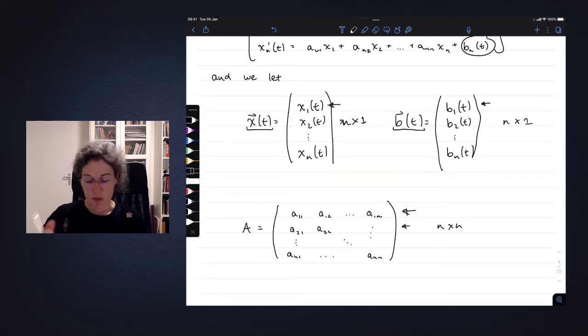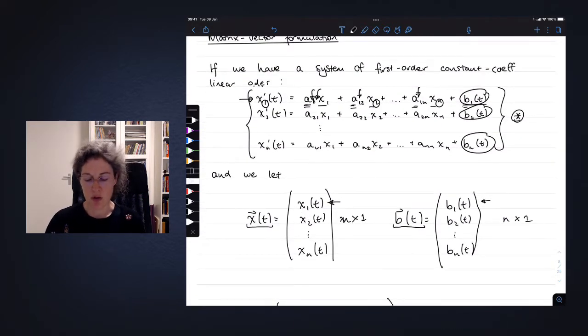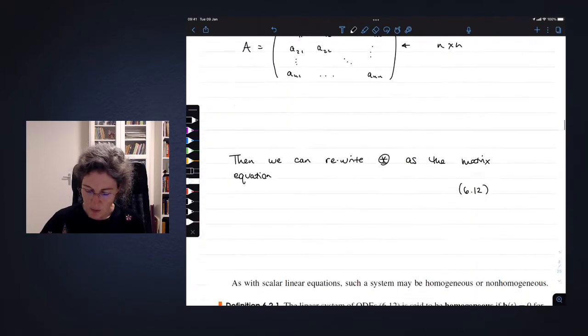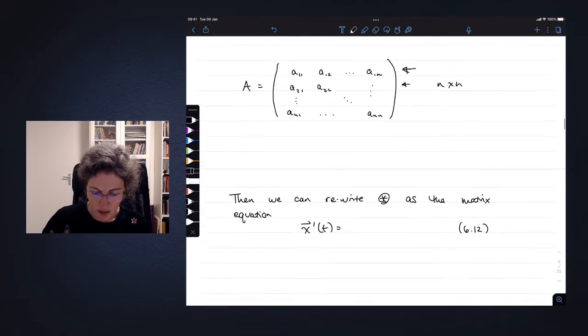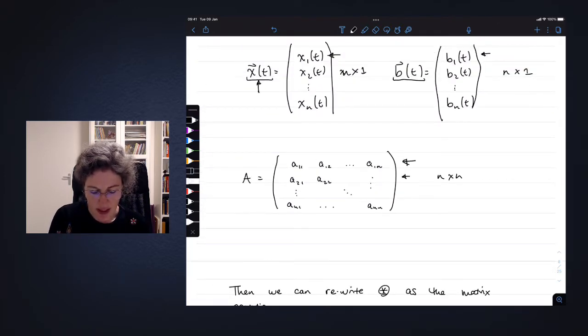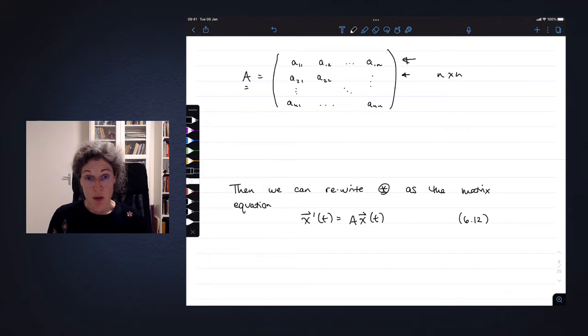And using this formalism, we can do something really kind of cunning. We can rewrite star. So star was this whole crazy mess over here of all these. We can rewrite it very simply as a matrix equation. So that's the derivative of this vector x. So that says component-wise take the derivative is equal to A, so that's this matrix here, times our vector x of t.